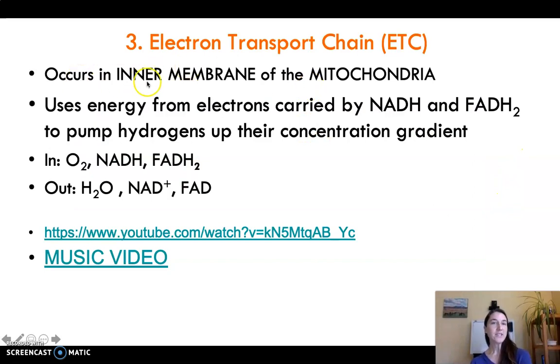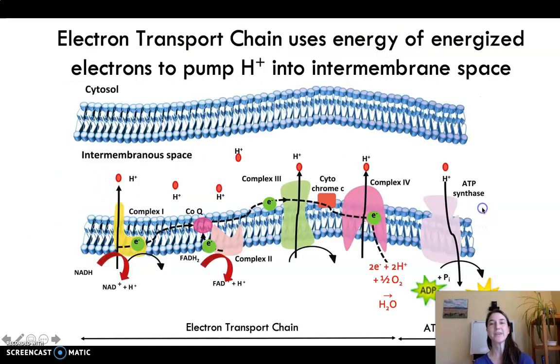So again, this is occurring across the inner membrane of the mitochondria. This is powered by the energy from the electrons carried by our activated electron carriers, so by our NADH and our FADH2. And that energy from the electrons is going to be used to pump H+ against their concentration gradient into that intermembrane space. And during this process, we're going to actually be reducing oxygen to make water. This is where the oxygen and the water in cellular respiration are going to come into play here.